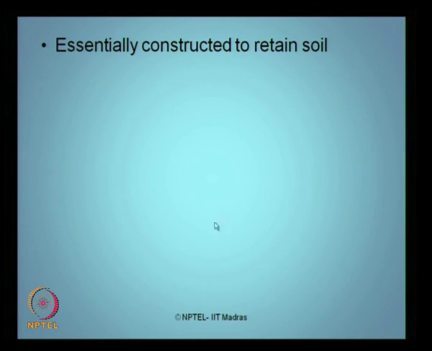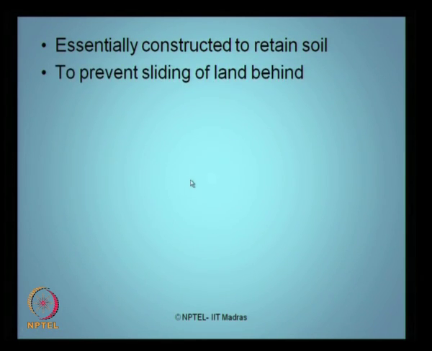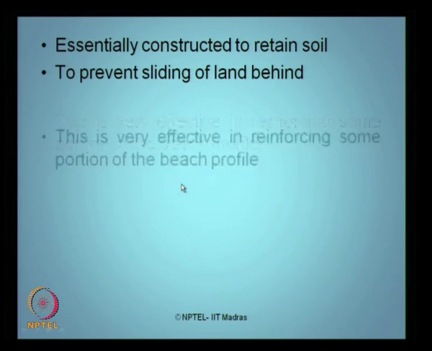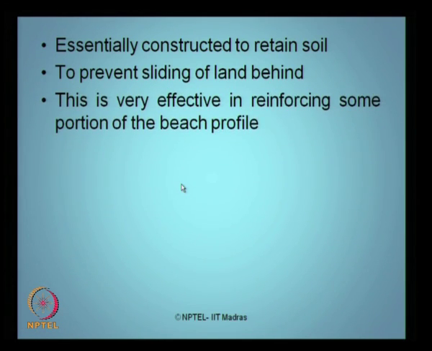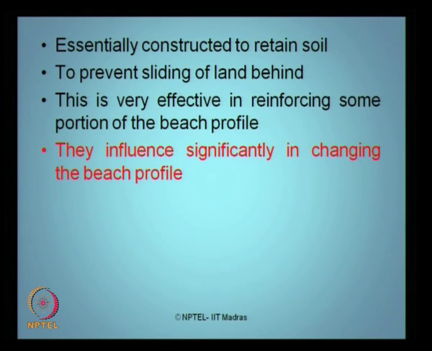Essentially, they are constructed to retain the soil slope to prevent the sliding of land behind it. This is very effective in reinforcing some portion of the beach profile, there is no doubt about that. However, they significantly change the beach profile. This is one of the demerits of constructing bulkheads.